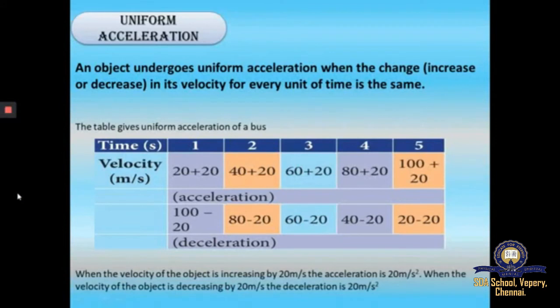Next we will see uniform acceleration. An object undergoes uniform acceleration when the change, increase or decrease, in its velocity for every unit of time is the same. So the table gives uniform acceleration of a bus. When the velocity of the object is increasing by 20 meter per second, the acceleration will be 20 meter per second. When the velocity of the object is decreasing by 20 meter per second, then the deceleration is 20 meter per second.